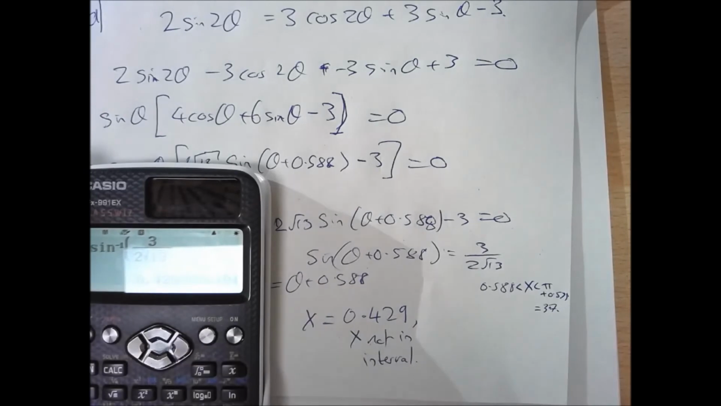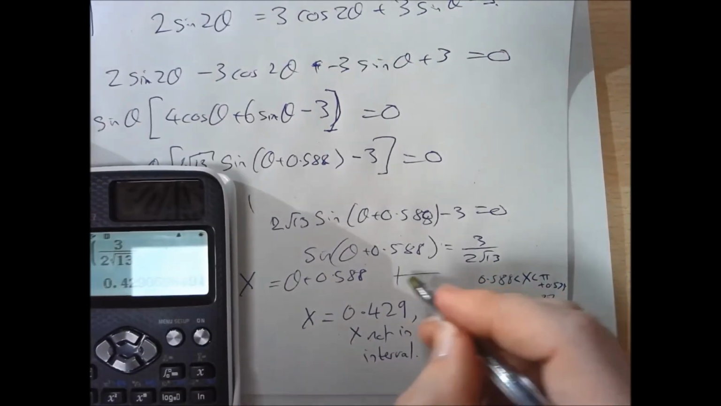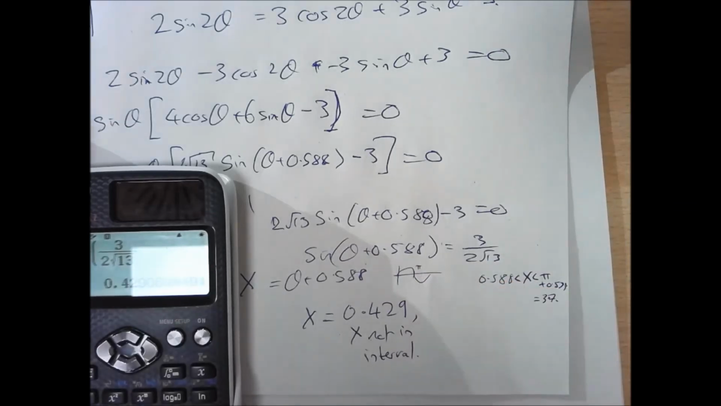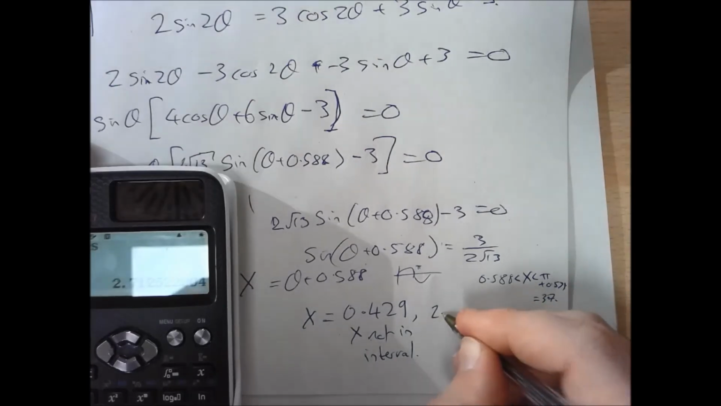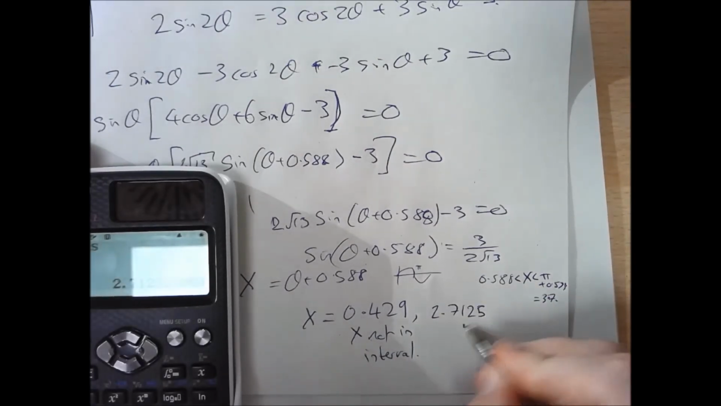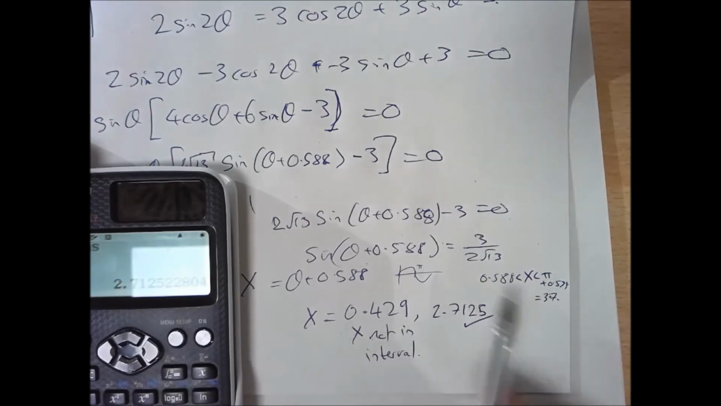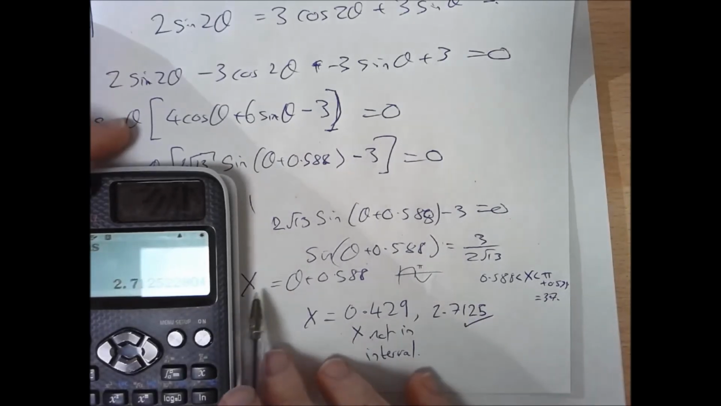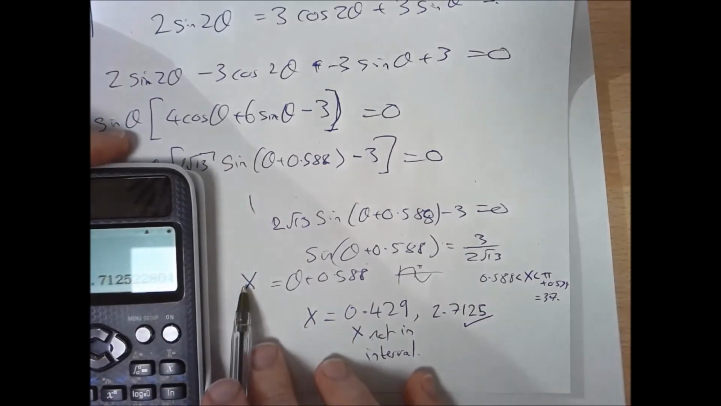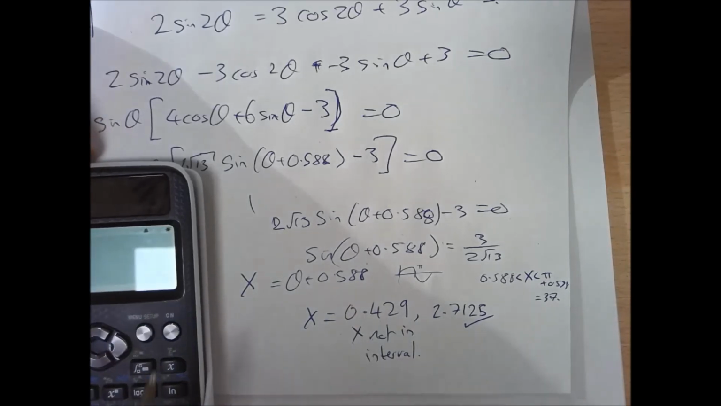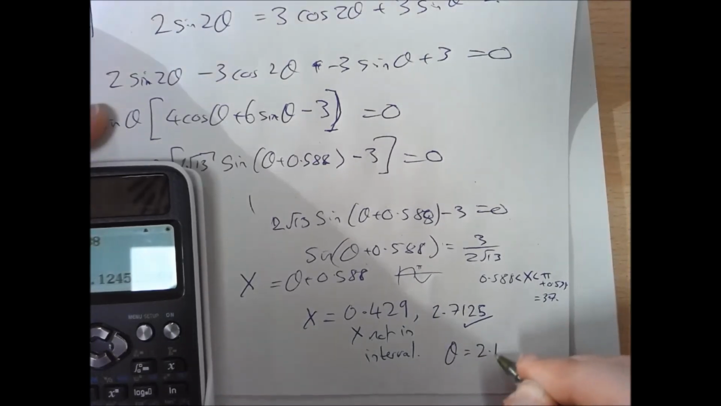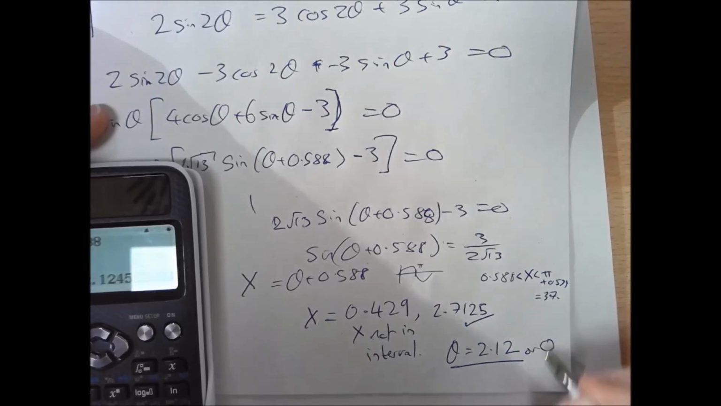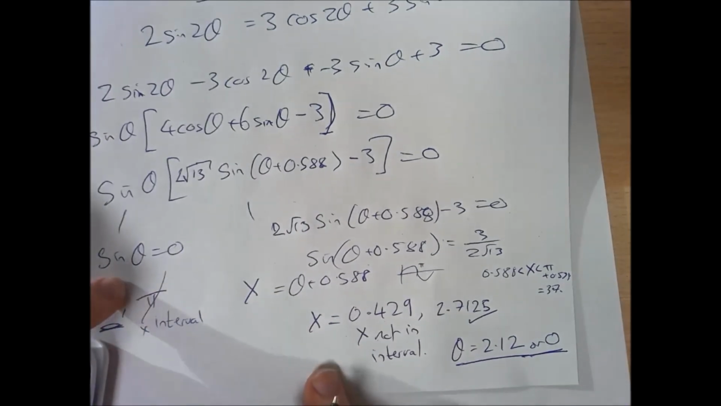The next one we get on a standard sine graph, think about a standard sine graph, is going to be pi minus this. So we're going to do pi minus the answer to get 2.7125. This is in our interval because we can see it's between 0.5 and 3.7. This is an answer for x. We get theta from x by doing x take away this number. So we're going to take away 0.588 to give us our final answer of theta equals 2.12, or 0 from before, because we got our 0 answer up here. And that's the end of that question.